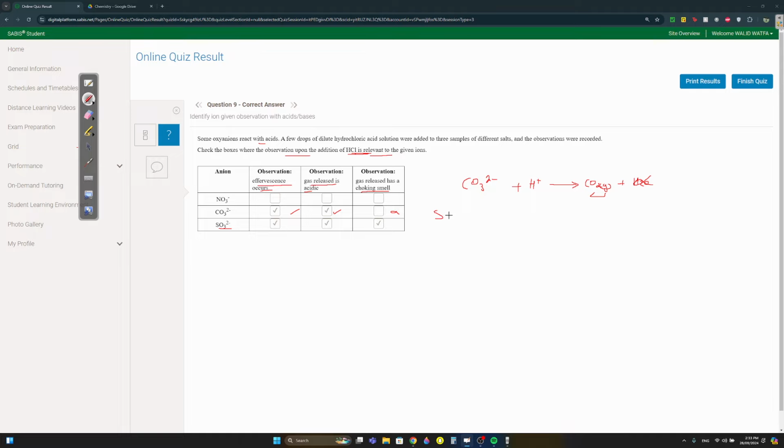How about SO3 2 minus? It follows the same test. You add an acid too, and you get SO2 gas, also water. I won't write it.